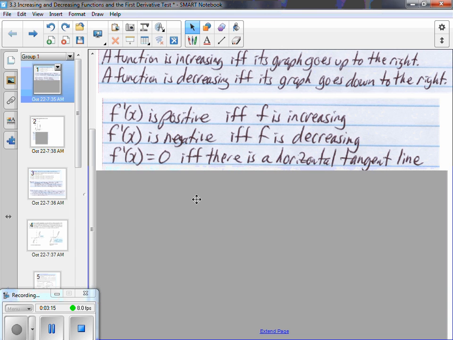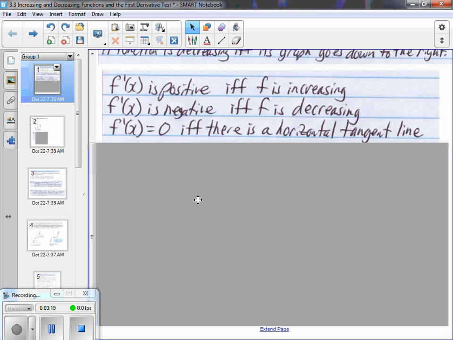Something we already know, but I need to remind you of, because we just talked about f' being positive or f' being negative. Well, f' can also be 0. f'(x) equals 0 if and only if there's a horizontal tangent line.